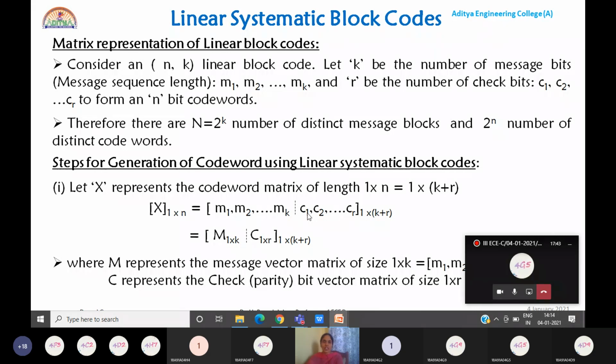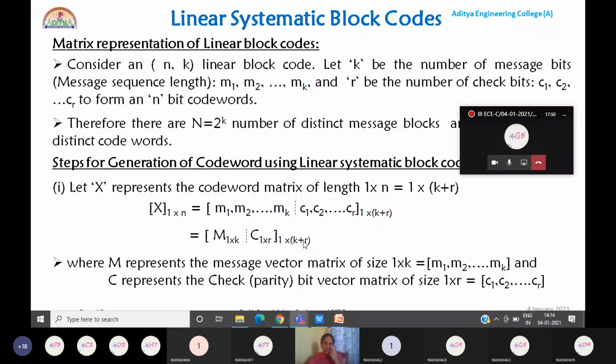and the message matrix is of size 1 by k, and the check bit matrix is of size 1 by r. So a code word matrix of size 1 by n can be obtained as a message matrix of size 1 by k followed by a check bit matrix of size 1 by r. So the total matrix size is 1 by k plus r, k message bits followed by r check bits.